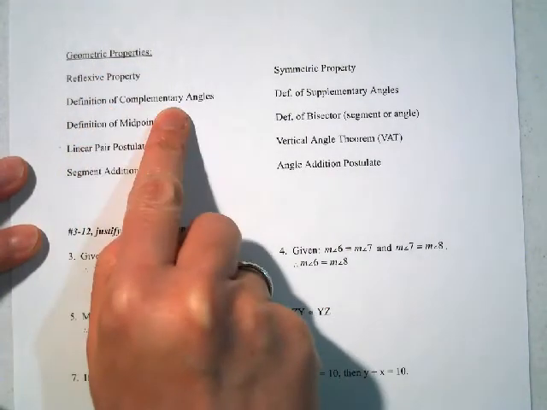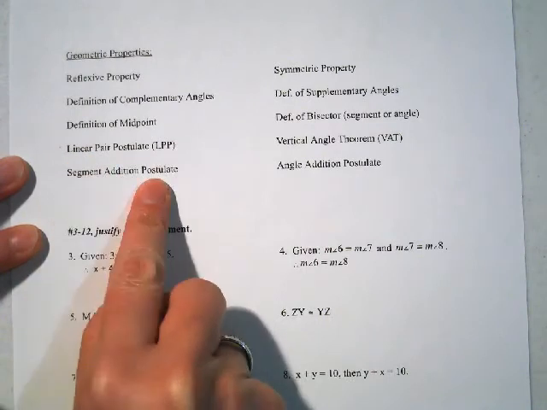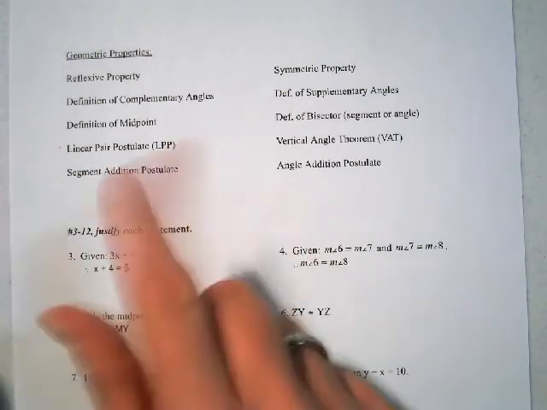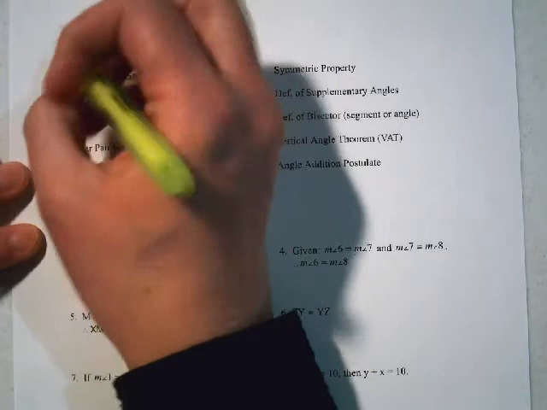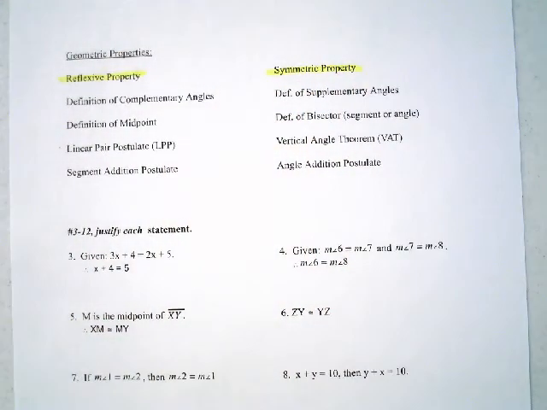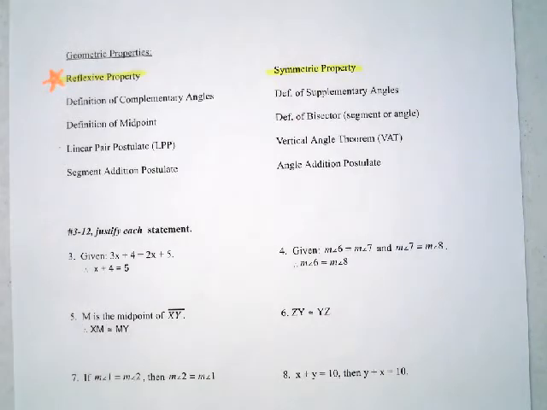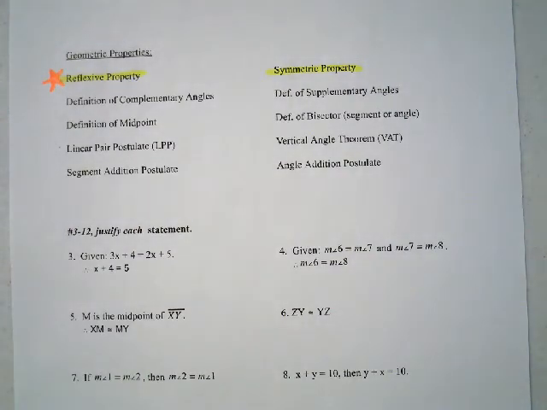And so I listed some of your geometric properties. So things like definition of complementary, definition of midpoint, linear pair, segment addition, all these ones that we've had. Now, reflexive and symmetric are two that most people get confused, and reflexive is used probably more often, more common. I rarely ever see symmetric. So let me show you symmetric first, okay?